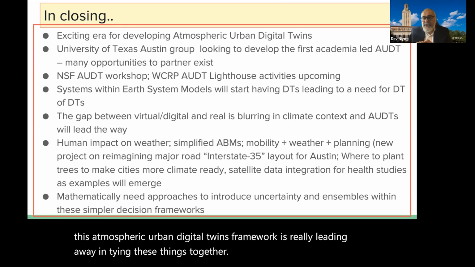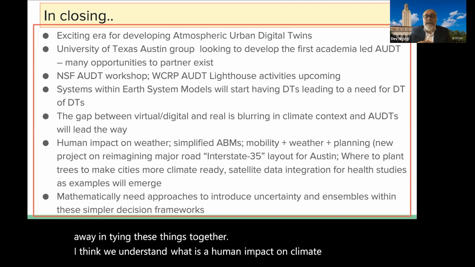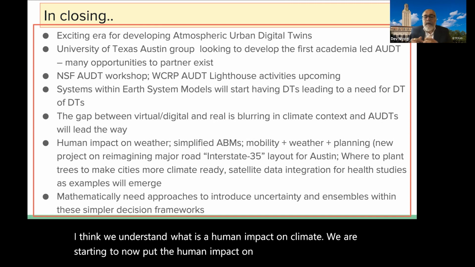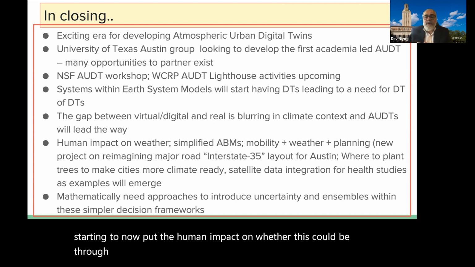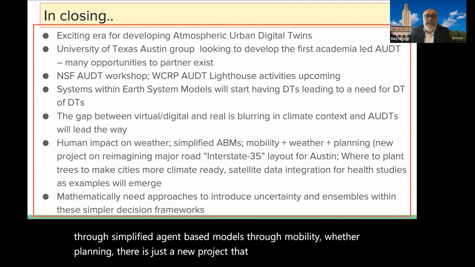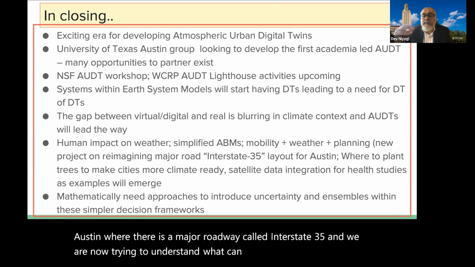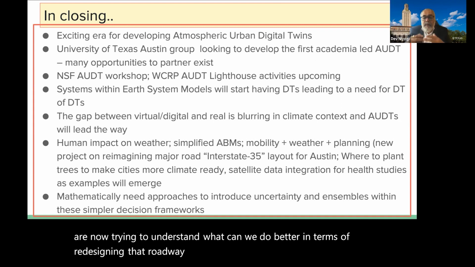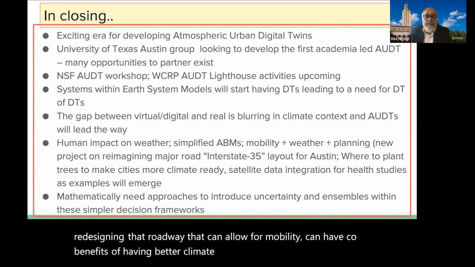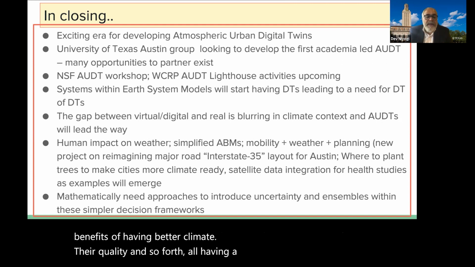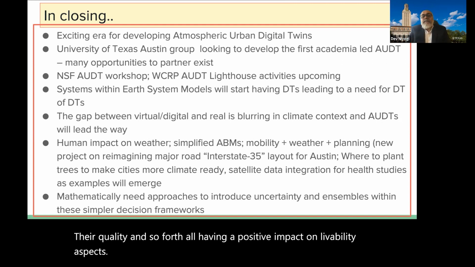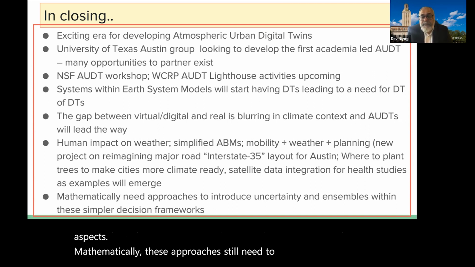I think we understand what is the human impact on climate. We are starting to now put the human impact on weather. This could be through simplified agent-based models, through mobility, weather planning. There is just a new project that has been started for Austin, where there is a major roadway called Interstate 35. And we are now trying to understand what can we do better in terms of redesigning that roadway that can allow for mobility, can have co-benefits of having better climate, air quality, and so forth, all having a positive impact on livability aspects. Mathematically, these approaches still need to introduce uncertainty and ensembles.